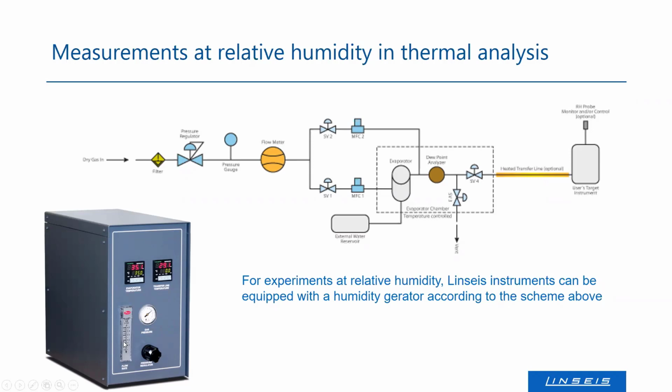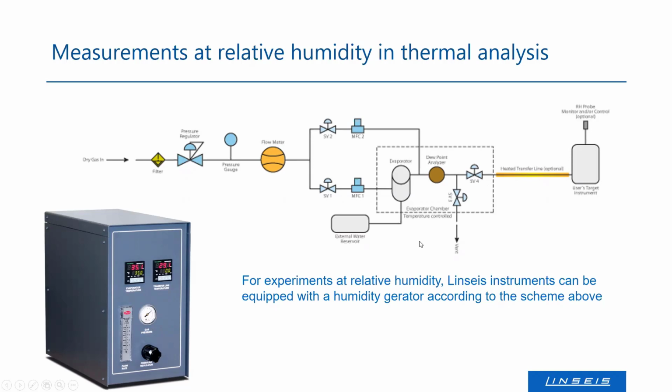As said, you can use any dry gas. It can be oxygen, air, nitrogen, whatever. This is, of course, water. It's mixed up, it's controlled, and you can create levels from 0 to 100% humidity at any given temperature between room temperature and 80 degrees, with some limits also between 80 and 100. And this prepared gas goes at a constant temperature into your instrument. So this is how we create humidity atmospheres.